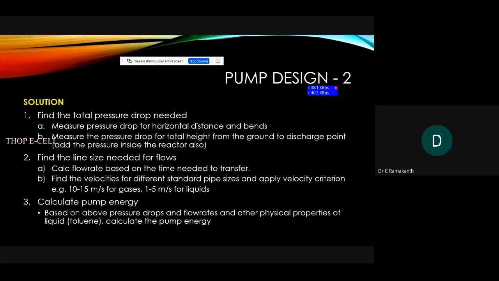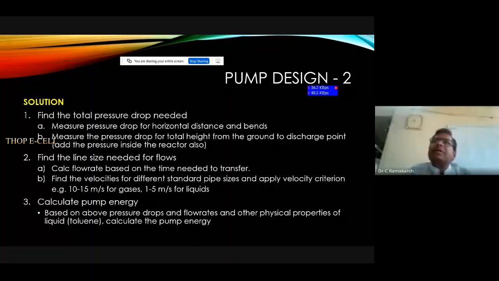Based on our fluid mechanics, we can measure the pressure drop in the pipeline from our flow rate and the fluid characteristics. We can estimate the pressure drop, and bends will have an equivalent distance in terms of pressure drop. So we can estimate the total pressure loss in the horizontal section of the pipeline, and in the vertical section it is mgh.